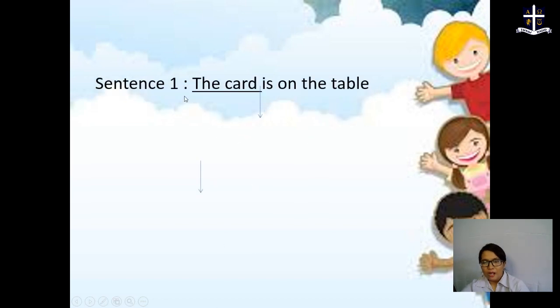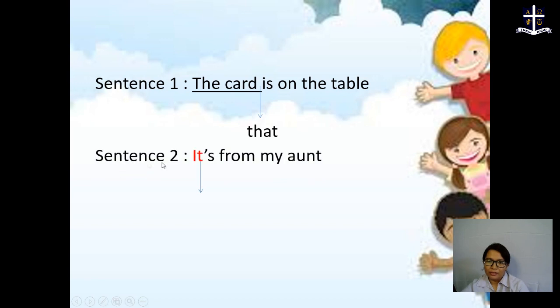Sentence one, the card is on the table. Look at the subject here. Is the subject a person or a thing? Orang atau benda subjeknya di sini. So this is a thing, benda. It means that you have to add here what? That. Yeah. The card that is on the table. So that is the first sentence, and then the second sentence is it's from my aunt.